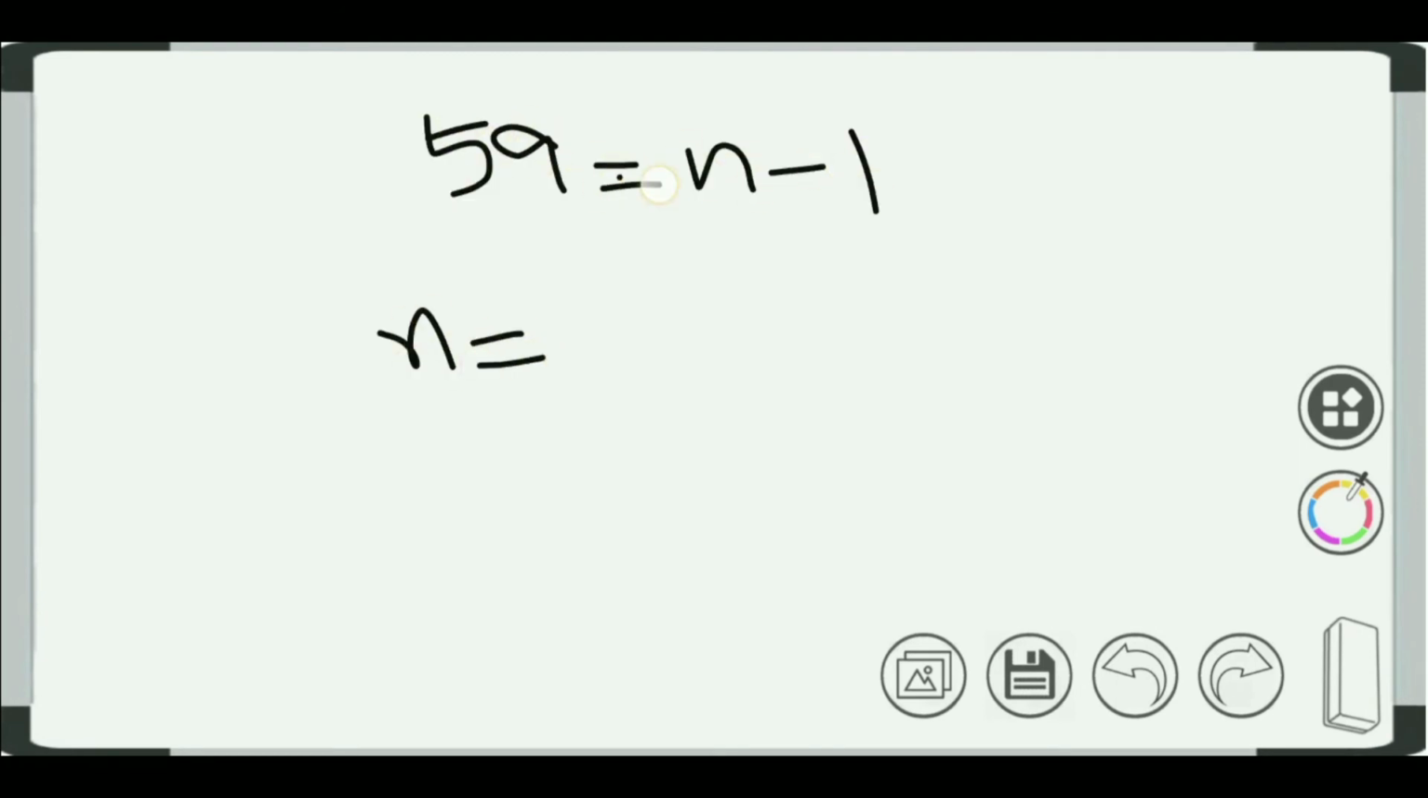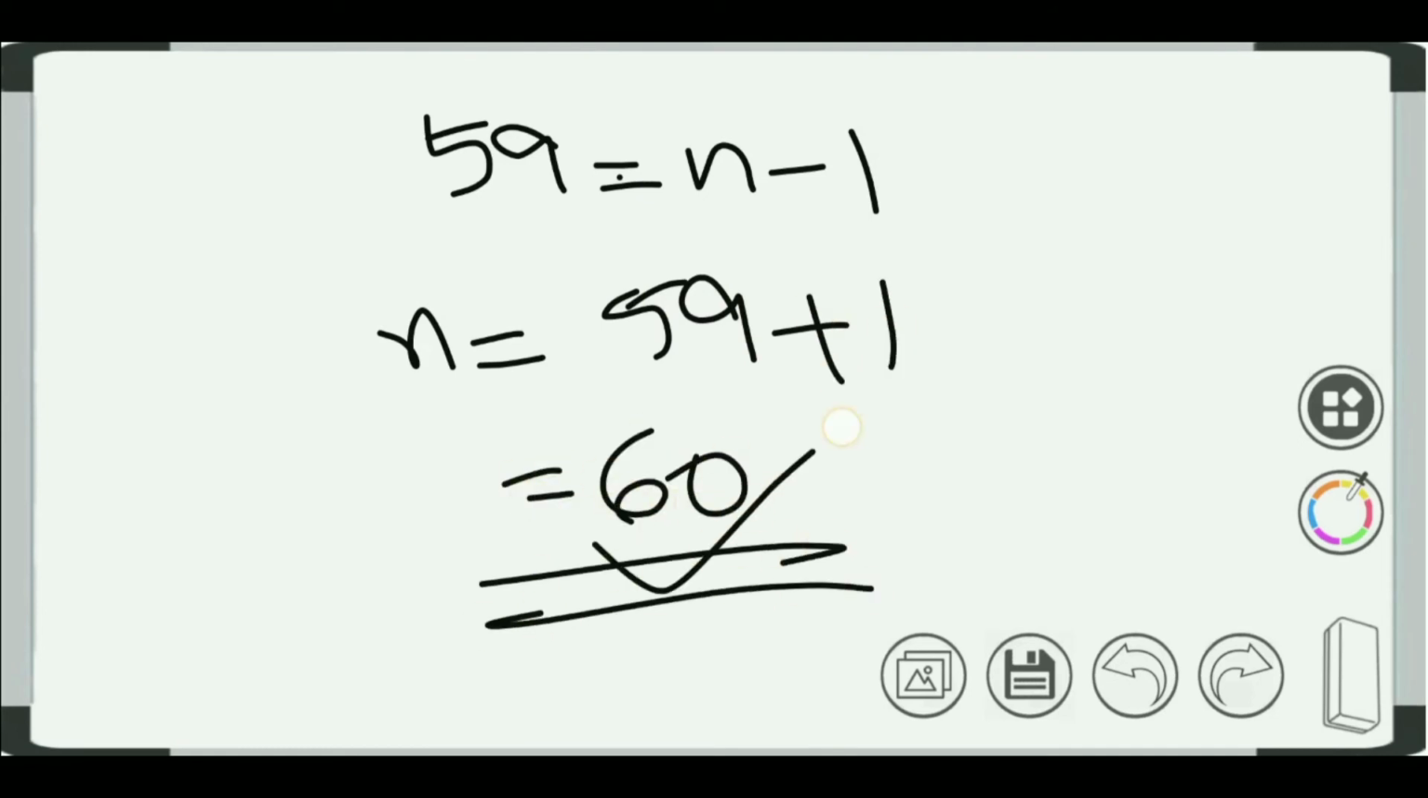So what is n? 59 plus 1, which is equal to 60. So you got the answer as 60. You can conclude the answer. Therefore, there are 60 multiples of 4 between 10 and 250.